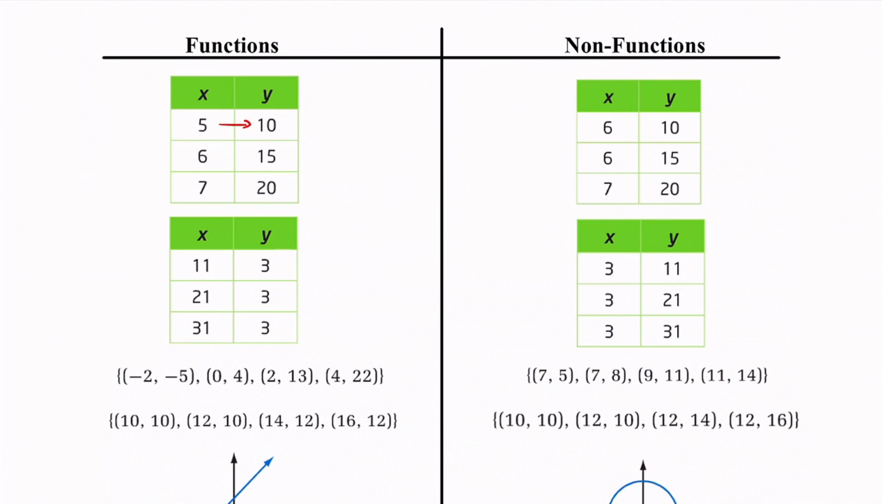If we look at the ones on the left first, for the table, we can see that 5 goes with 10, 6 goes with 15, 7 goes with 20. Each of those had exactly one output. There was only one thing that went with it.